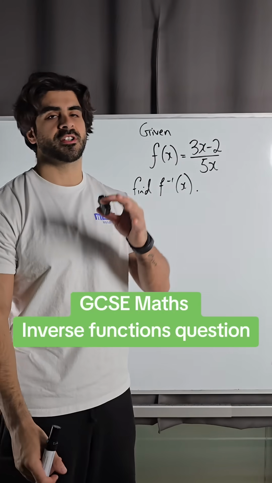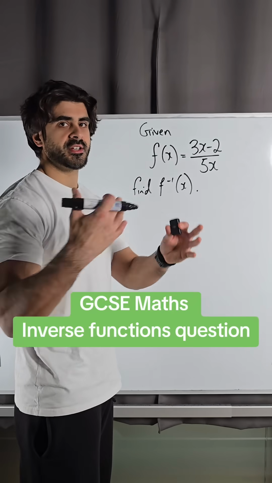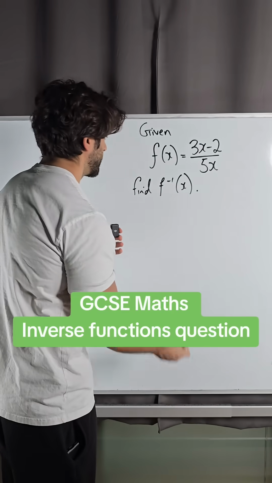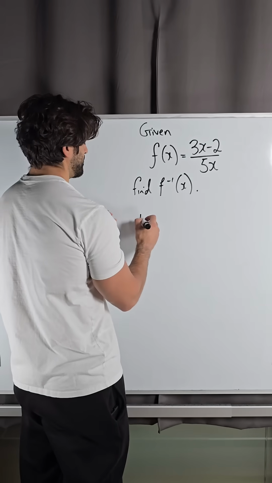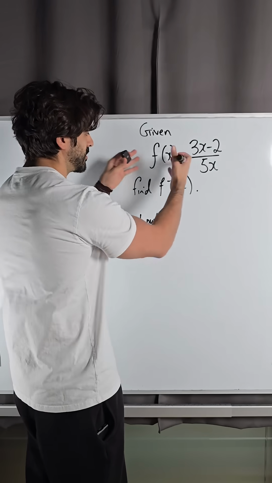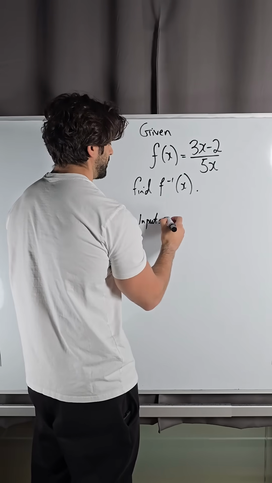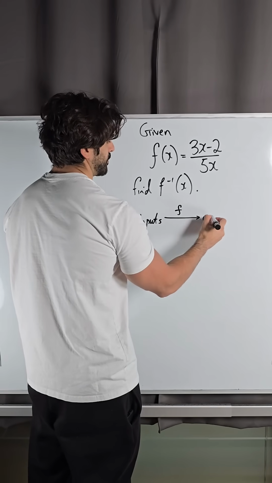How do we find inverse functions at GCSE? Well, you might know already that we just switch the x and the y, but why do we do that? So, at GCSE, or anything, we have the inputs. The inputs are things that you can put into your function. And then, when you put it into your function, f, we get the outputs.